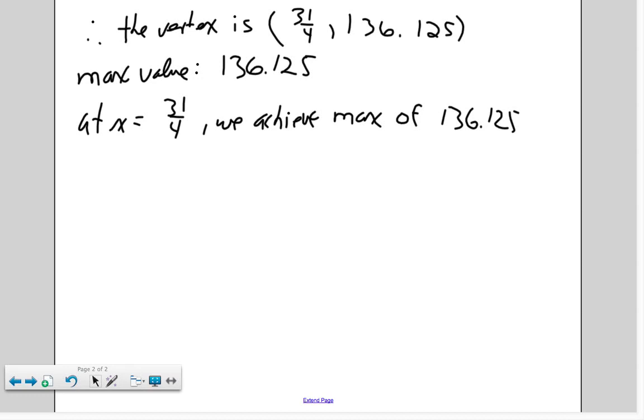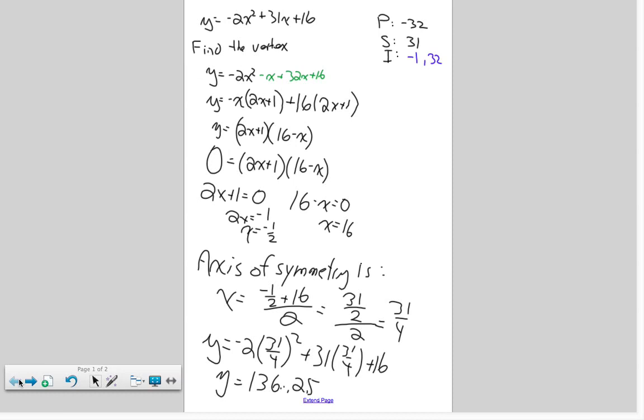Well, in fact, we can kind of see that in our original equation, it was negative 2x squared. So the x squared is negative, right? So the fact that the x squared part is negative, we know that's going down.